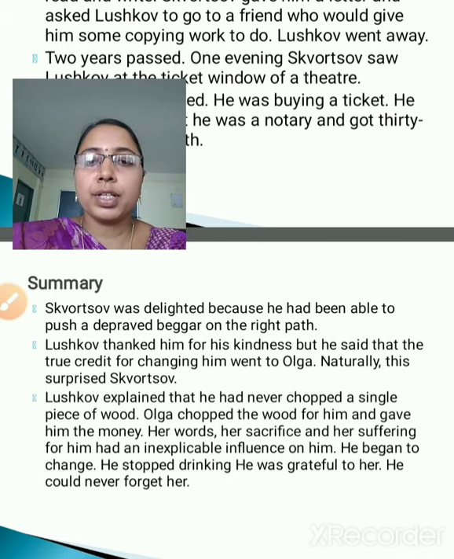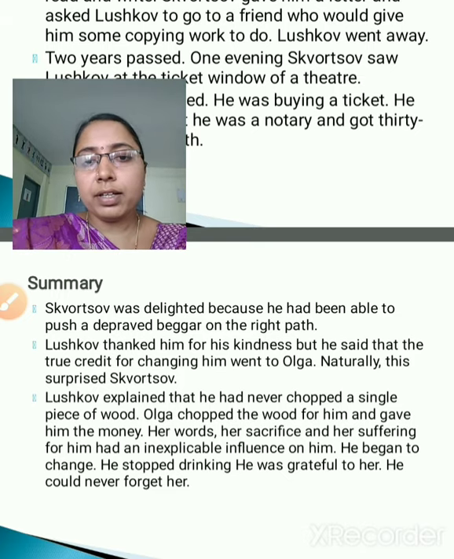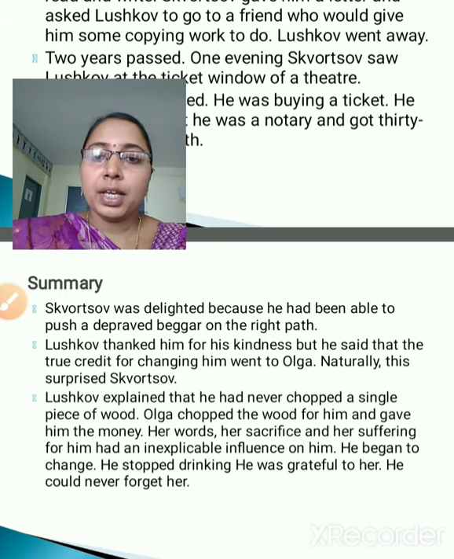Lashkov thanked him for his kindness, but he said that the true credit for changing him went to Olga. Naturally, this surprised Skorstov. Lashkov explained that he had never chopped a single piece of wood. Olga chopped the wood for him and gave him the money. Her words, her sacrifice, and her suffering for him had an inexplicable influence on him. He began to change. He stopped drinking and he was very grateful to her. He could never forget her.